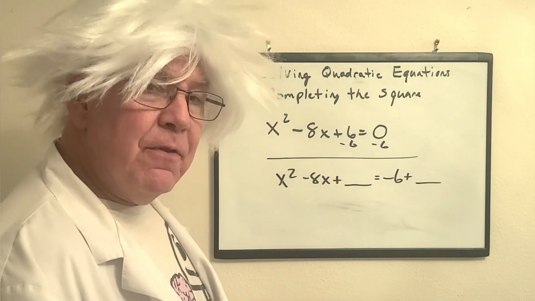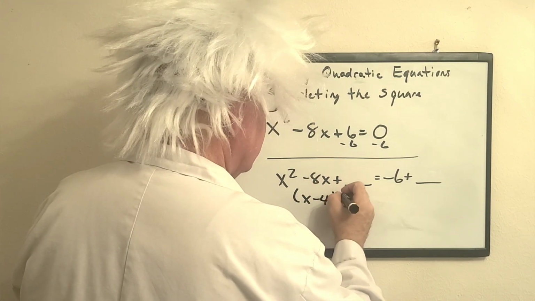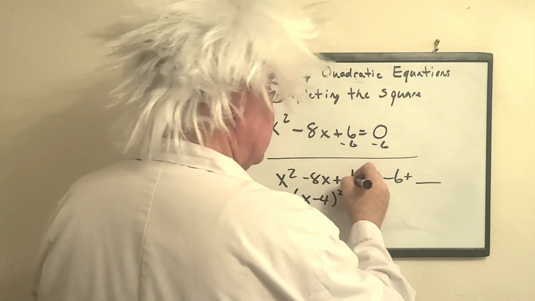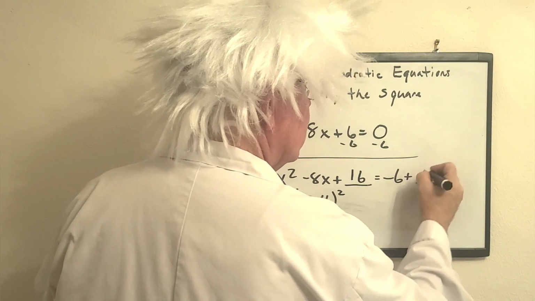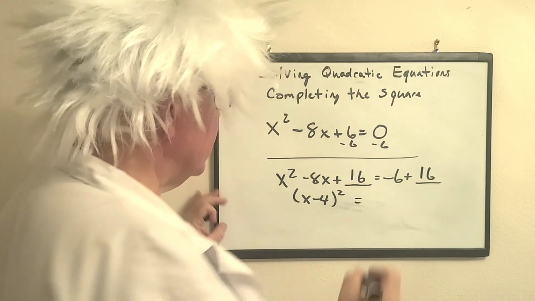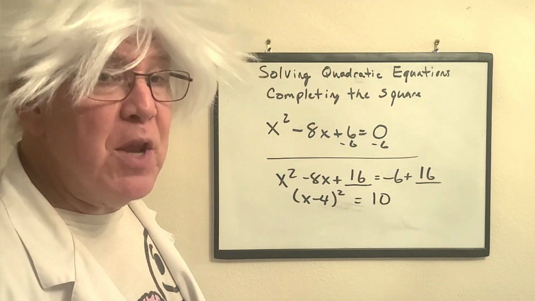So take half of 8, so that's going to be x minus 4. That's on this side, and square it. So 4 squared is going to be 16. So 16 goes there, and then whatever I do to one side, I do to the other. So negative 6 plus 16 gives me 10. Now, buckle up, children. It's going to get bumpy now.